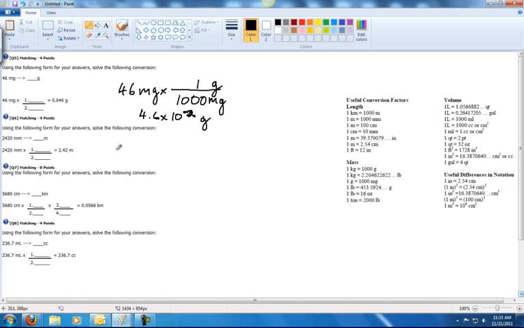Alright, looking at the next one, we've got 2420 millimeters, and we want to get that into meters, so we know millimeters go on the bottom, we know meters goes on top, and we'll look for a relationship between millimeters and meters. And there we go, 1 meter is 1,000 millimeters, so 1 meter, 1,000 millimeters.